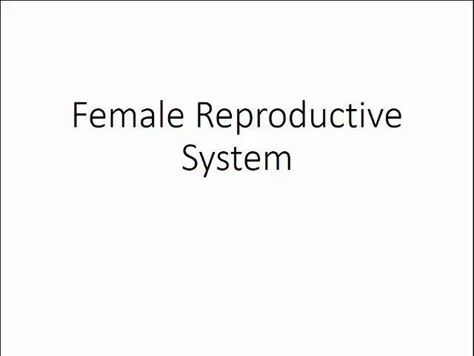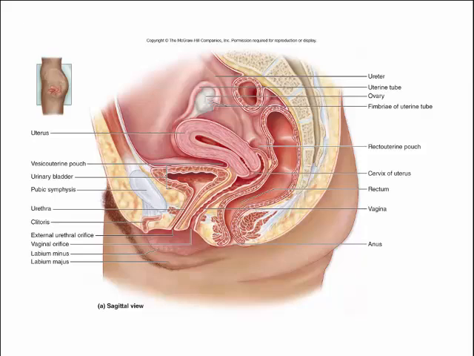This is a review of the female reproductive system. Here in a sagittal view, we can see the pelvic organs and the external genitalia. We'll start with the gonad, which is the ovary.